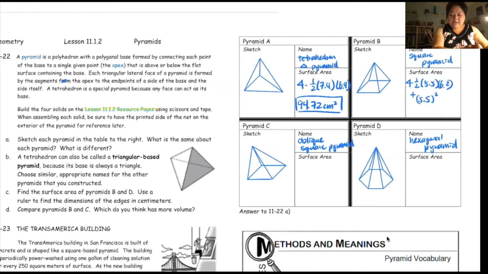Okay, so what would that give me? That would give me 4 times 1/2 times 5.5 times 6.2. So that part is 68.2 plus 5.5 squared. That gives me 30.25. So a total of 98.45 square centimeters. Okay. All right.